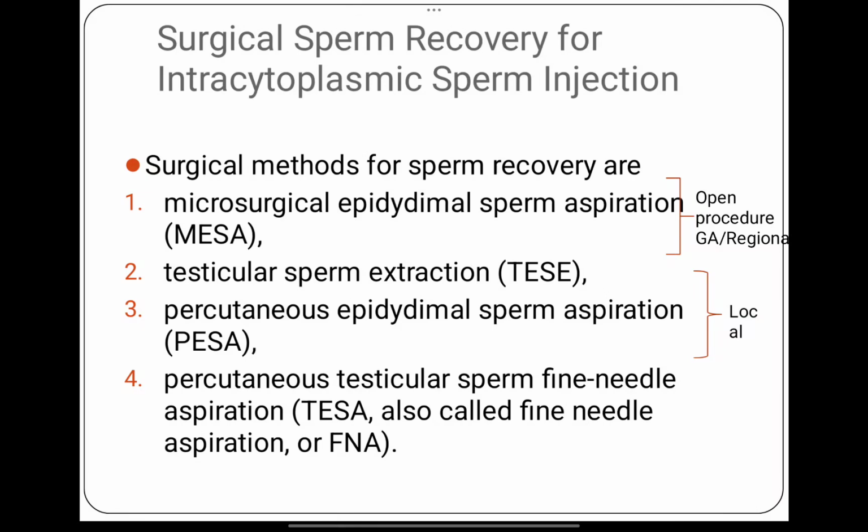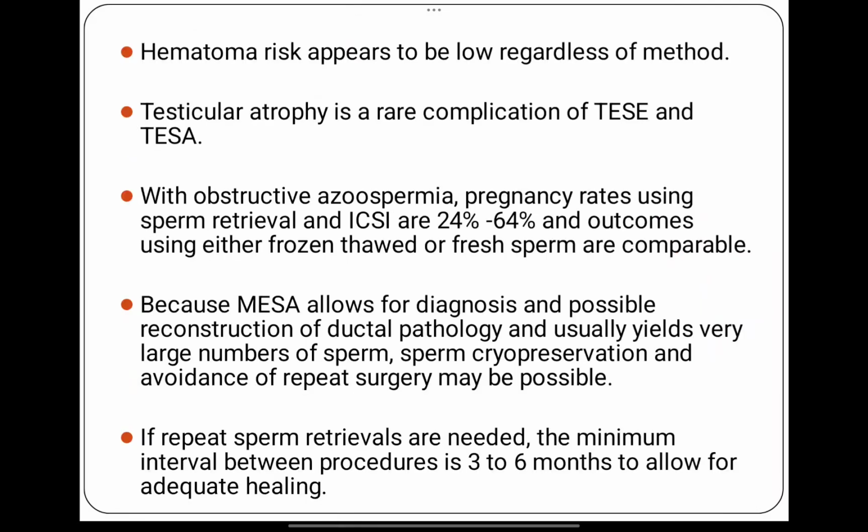Percutaneous testicular sperm fine needle aspiration, TESA, also called fine needle aspiration, FNA, can also be done. So the processes are MESA, PESA, TESE and TESA. Hematoma risk is increased if you are injecting a needle, and because there are chances of varicocele, the chance of varicocele rupture or hematoma formation is also more. And testicular atrophy is a rare complication of TESE and TESA.